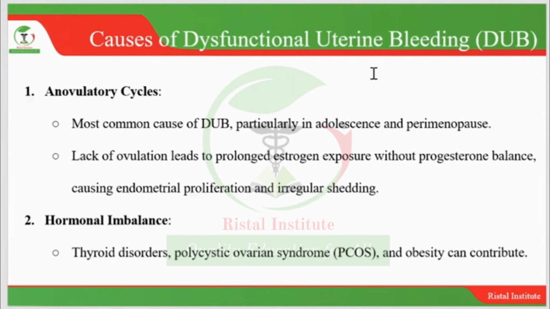Causes of dysfunctional uterine bleeding, or DUB. One is anovulation, or we can say anovulatory cycles. The most common cause of DUB, particularly in adolescents and perimenopausal women, is the anovulatory cycles or anovulation. Lack of ovulation leads to prolonged estrogen exposure without progesterone balance, causing endometrial proliferation and irregular shedding.